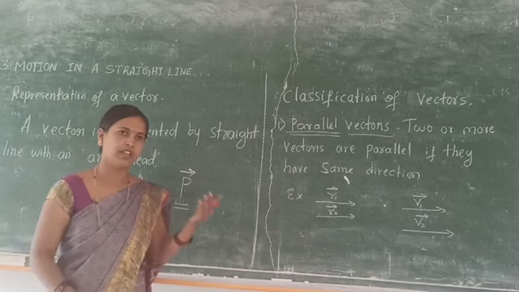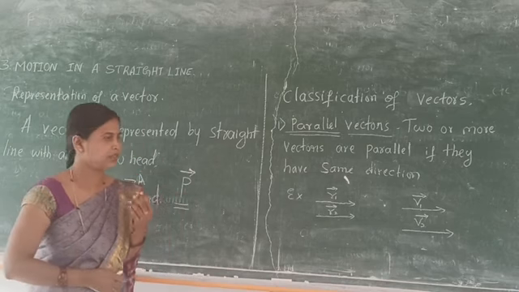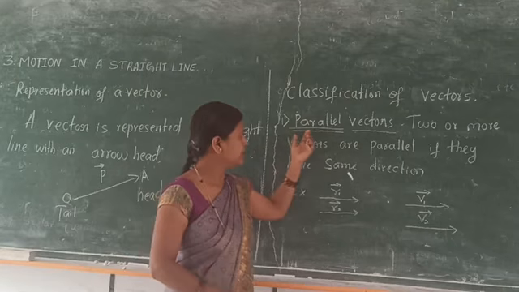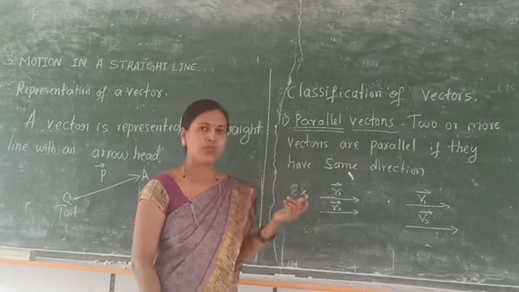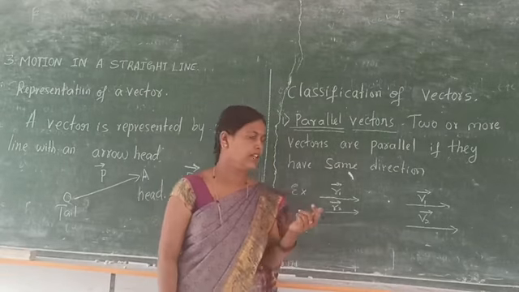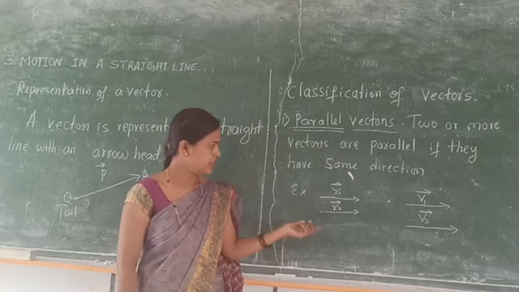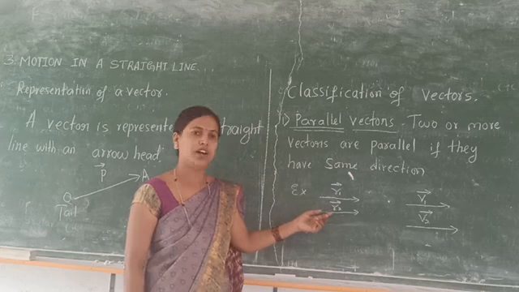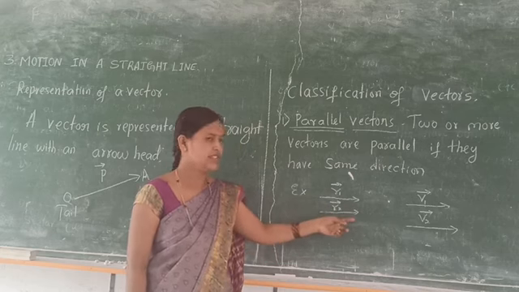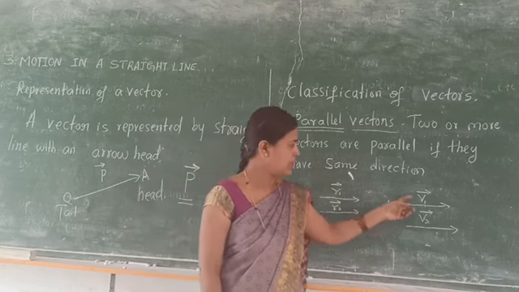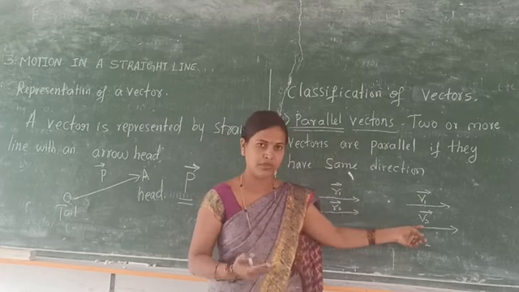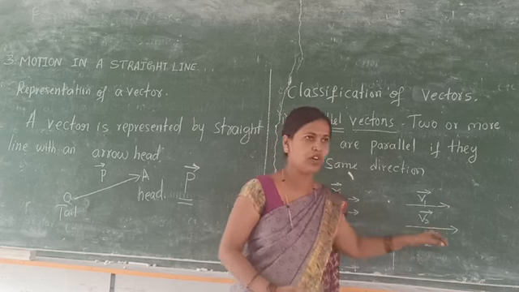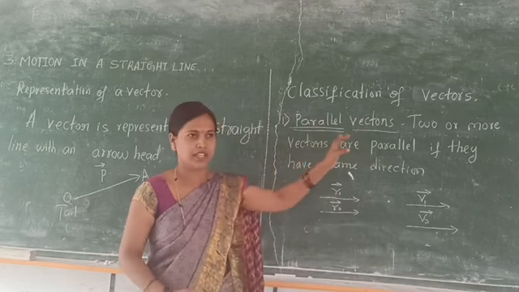Then depending on the direction and magnitude, the vectors can be classified into different types. The first is parallel vectors. Two or more vectors are parallel if they have the same direction. Here we are considering two sets of parallel vectors. R1 and R2 are two vectors having the same direction. Similarly, V1 and V2 are two vectors, so they have the same direction. Then V1 and V2 are called parallel vectors.